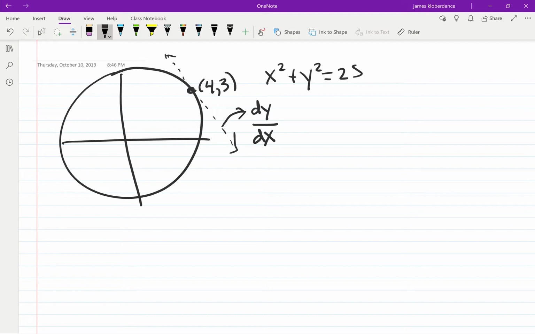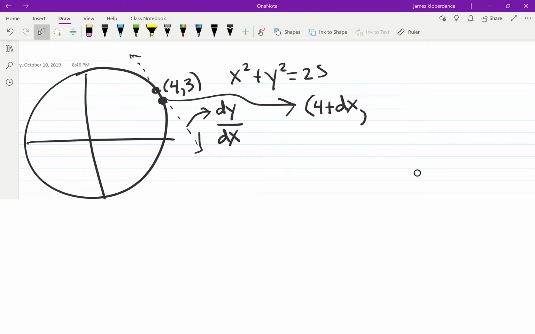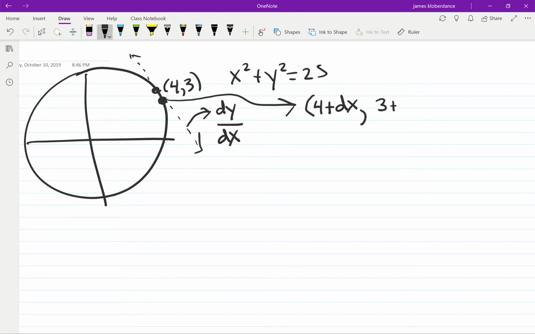So again, I'm going to look at a very, very, very ultra close nearby point, and this point, let me make an arrow over here. So the x coordinate is going to be 4 plus dx. That's the new x coordinate, where dx again is an infinitely small number, an infinitesimal. When x goes up by a slight amount, so does y. So y will change by an infinitesimal amount. So that's going to be another nearby point.